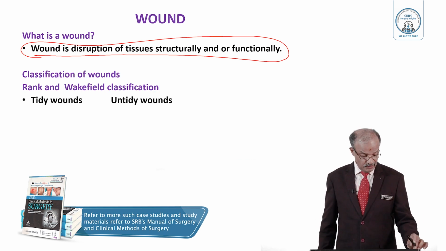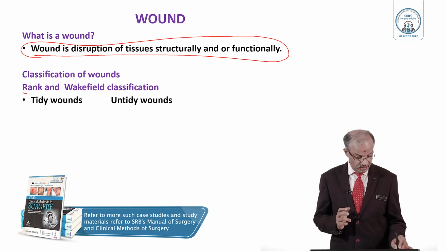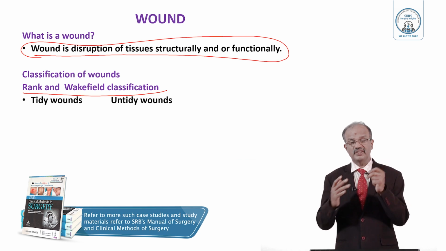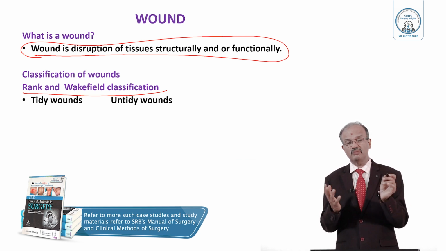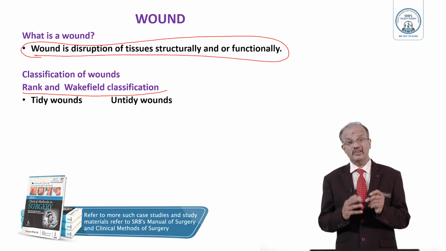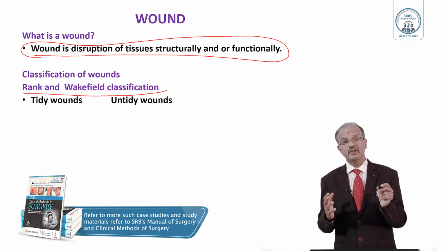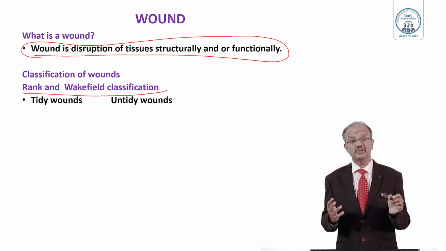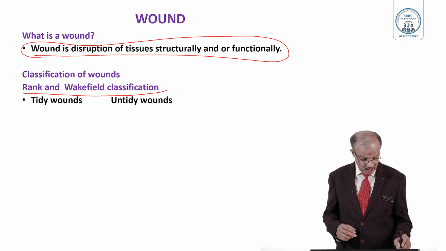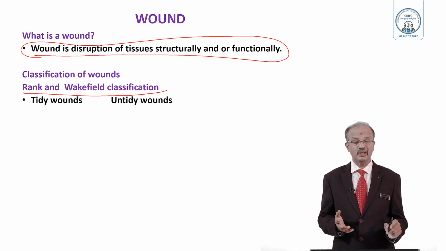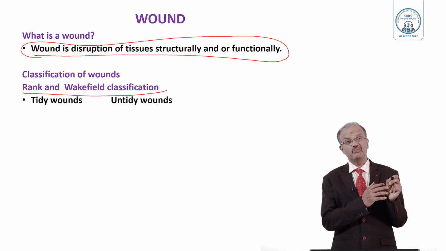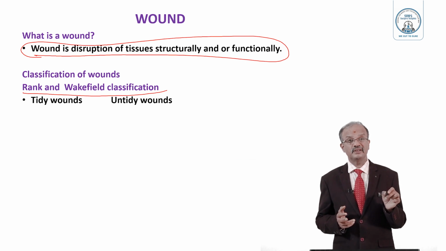So classification of wounds: Rank and Wakefield, the good old classification, tidy and untidy. Tidy is a clean wound, like an incised wound, maybe a lacerated wound without much contamination, whereas untidy is a contaminated lacerated wound and crush injuries with contamination. All those things are untidy wounds. This is a very basic and very important classification which you have to remember, because tidy wounds are easier to manage, do not require much antibiotic coverage, may not require admission if superficial, and heal faster and simpler.